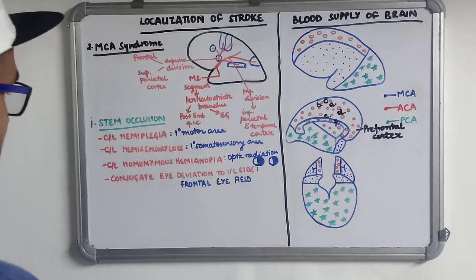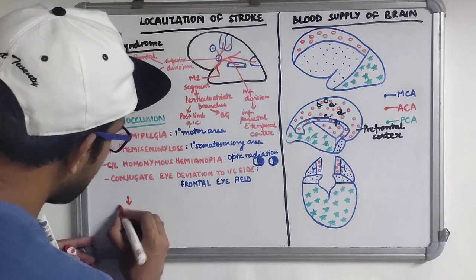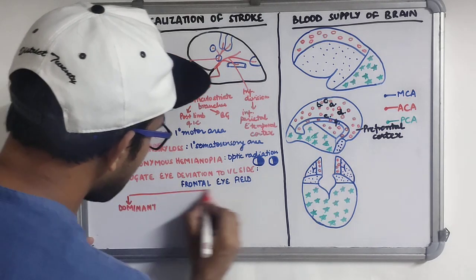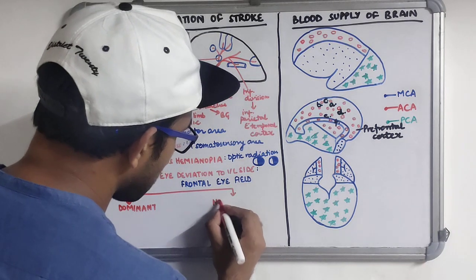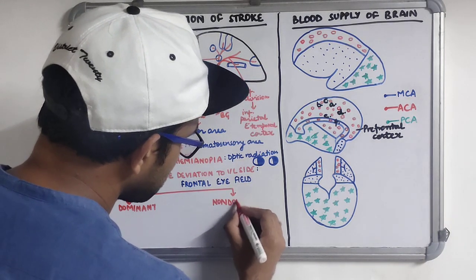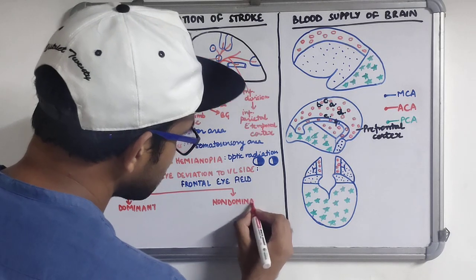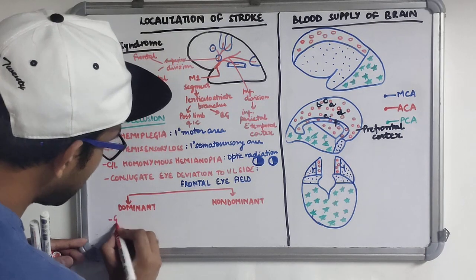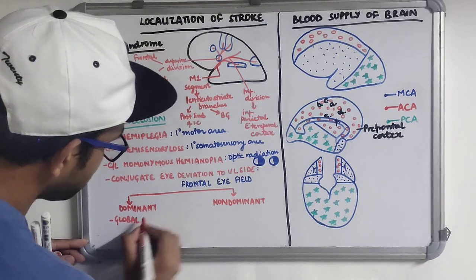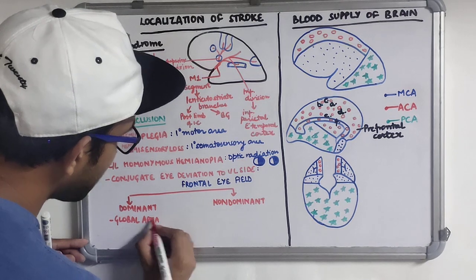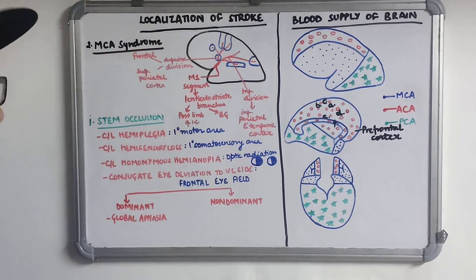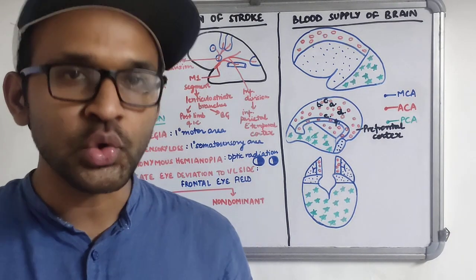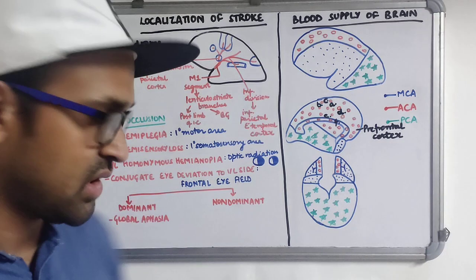Now, depending upon the involvement of the dominant or non-dominant hemisphere, the additional clinical features differ. Due to involvement of the dominant hemisphere, there is global aphasia. Why does global aphasia occur? It occurs due to involvement of the motor speech area, the sensory speech area, and also the conduction fibers, the arcuate fasciculus.